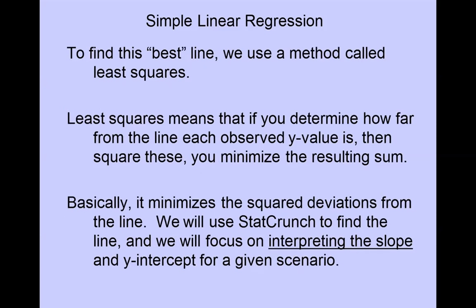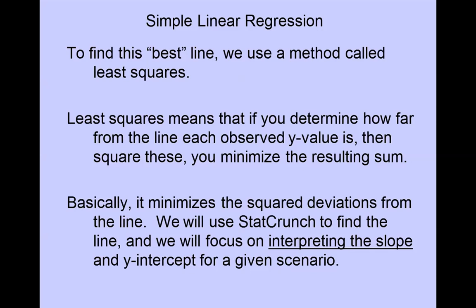To find this best fit line, we use a method called least squares. Least squares means that you determine how far from the line each observed y value is. So if you fit a line, you ask how different the y value of the line is from the actual y value I got in the sample for that x value, and then I square that, add up all these squared terms, and make that as small as possible. I minimize that using mathematics.